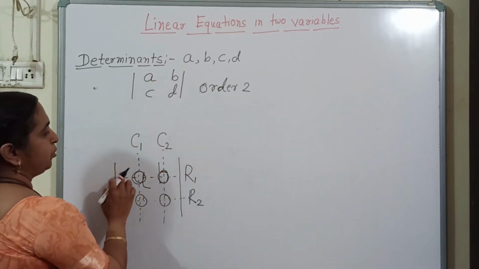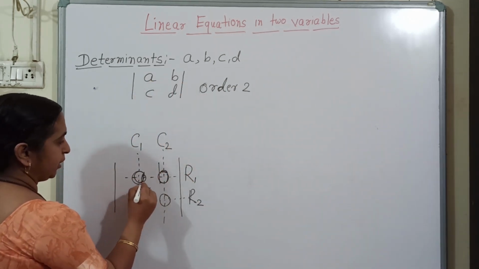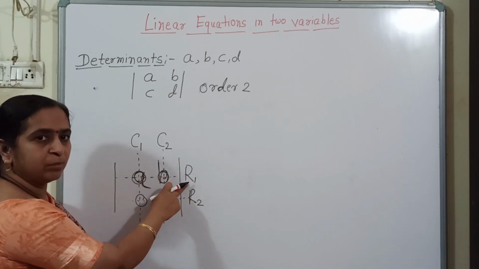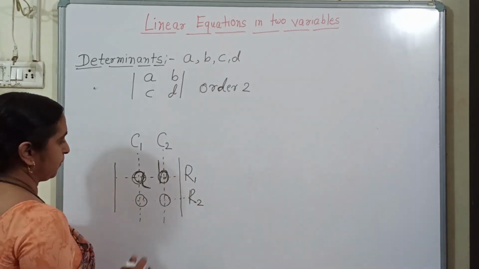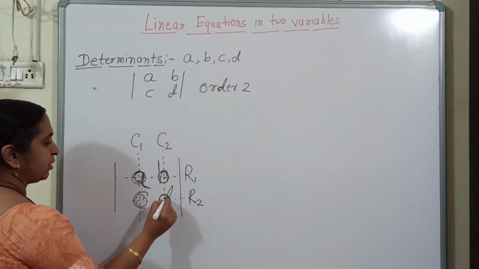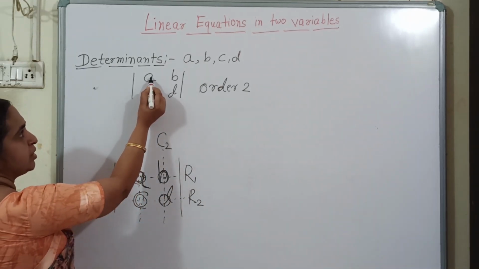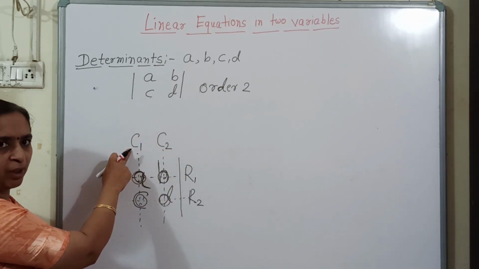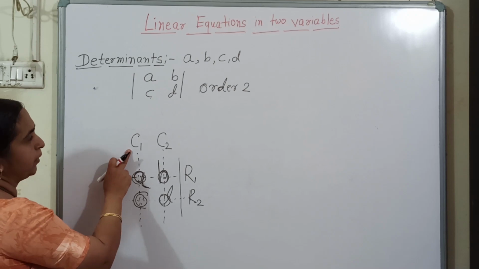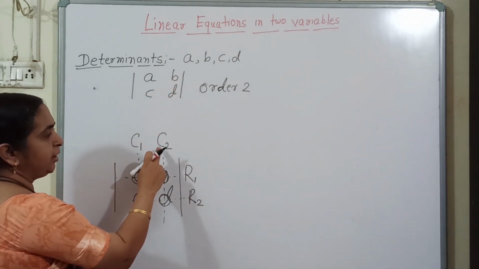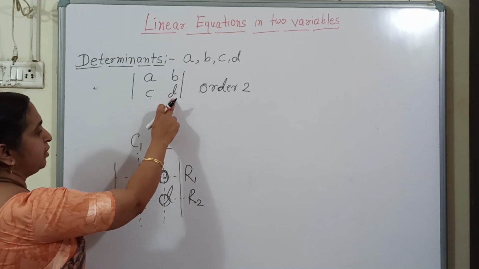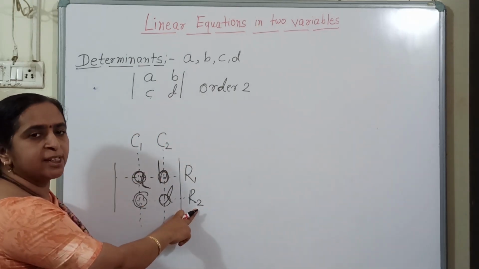A and B together form first row, R1. Suppose we consider A and C, they together form C1, means column 1. B and D are the elements from second column, and similarly C and D are elements from second row.